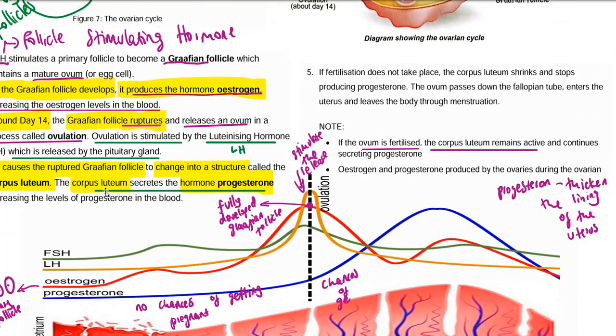Progesterone. The corpus luteum produces what? Progesterone, as you can see here. The corpus luteum secretes what? Progesterone. Right? It is the one that increases the progesterone levels. And what does the progesterone do? It maintains pregnancy. So obviously, if someone gets pregnant, the corpus luteum will remain active and continue secreting progesterone. So estrogen and progesterone are produced by the ovaries during the ovarian cycle.